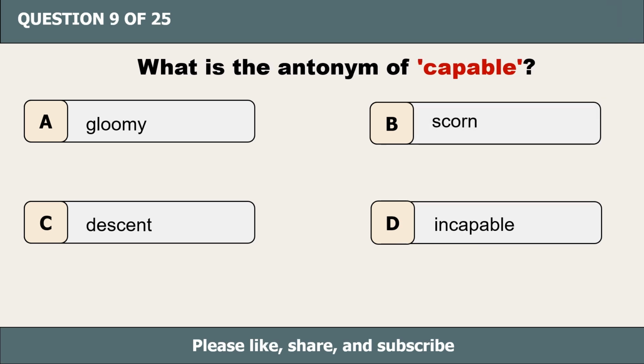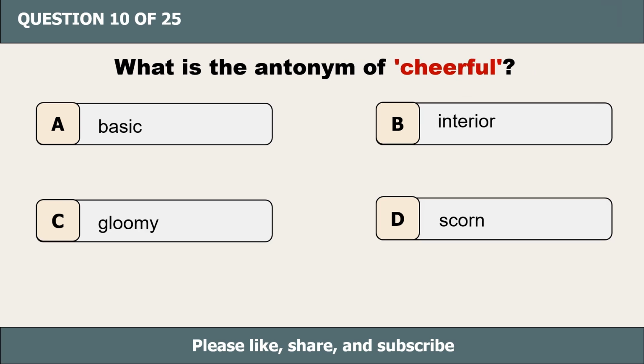Question 9. What is the antonym of capable? The correct option is D. Incapable. Question 10. What is the antonym of cheerful? The correct option is C. Gloomy.